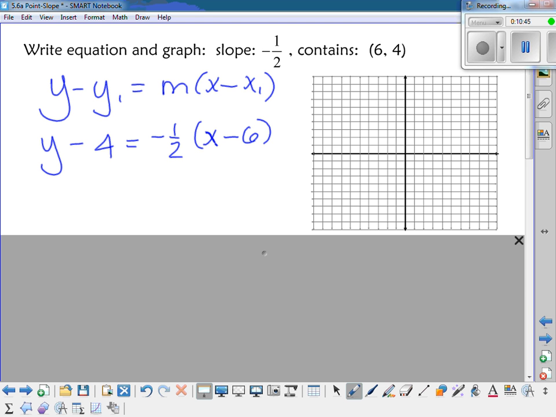And then to graph it, I just go to a positive 6, 4. And I use my slope of -1/2. So I go down 1 to the right 2, down 1 to the right 2. And so that's what your graph should look like. Any questions?